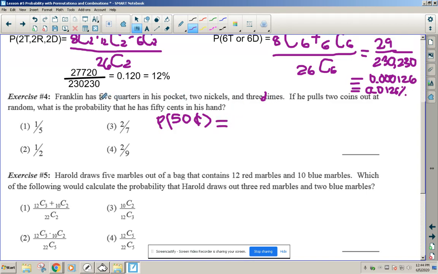And so he had 5 quarters in his pocket. So from the 5 quarters, he chose 2 of them. But in his pocket, he had 5 plus 2, 7 plus 3, he had 10 coins where he chose 2 of them. 5C2 gives me 10, and 10C2 gives me 45. None of these say 45, but if I reduce this fraction either with the calculator or by hand, I'm going to get choice 4, 2/9.